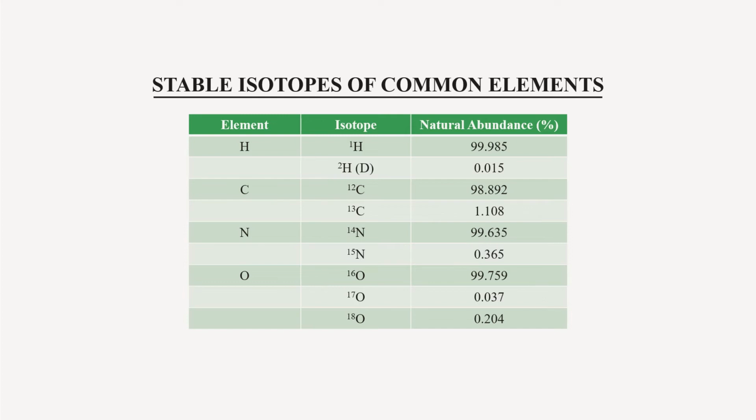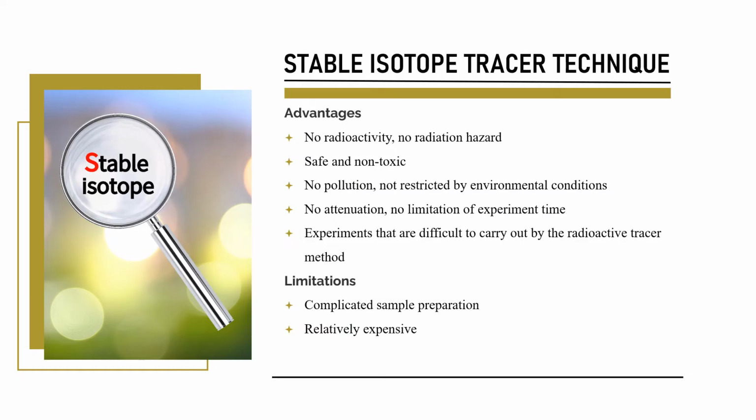abundance of 0.204%. In comparison with the radioisotope tracer technique, the stable isotope tracer technique was advanced by the followings. First, the stable isotope tracer technique is not radioactive and has no radiation hazard, making it suitable for in vivo tracing, especially for pregnant women and children. Thus, no special protective measures are necessary for its use.